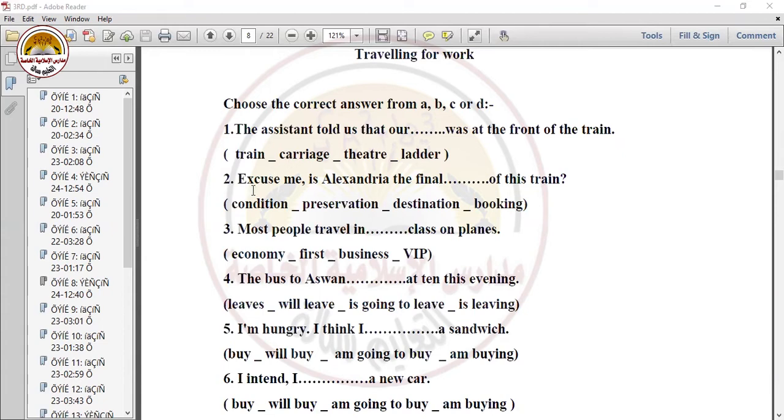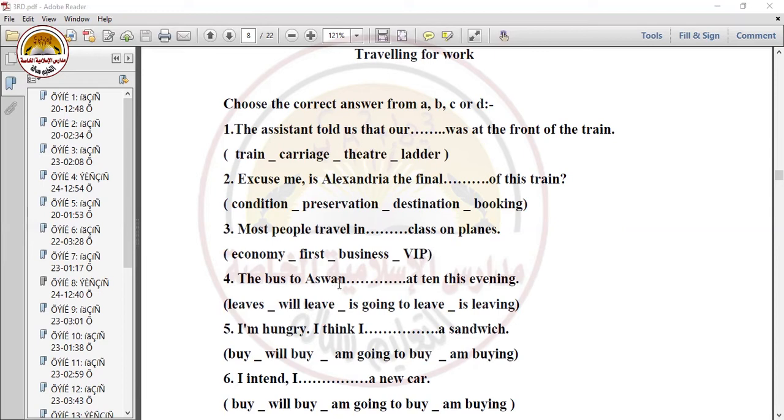Number two, excuse me, is Alexandria the final of this train? Final, condition, reservation, destination, booking. Destination. Yes, the place where you are traveling to, the final destination. Very good.